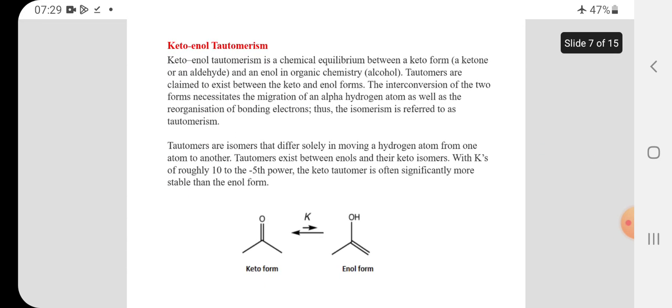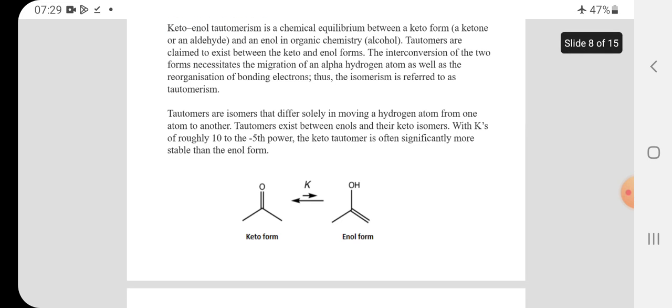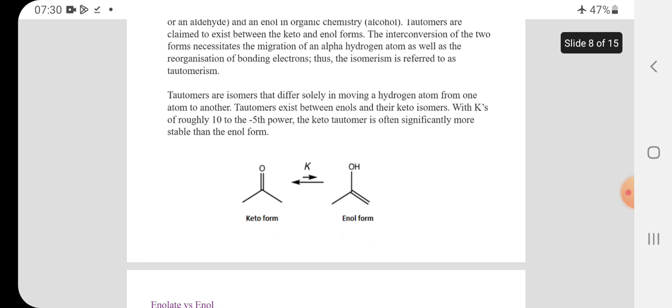The next topic, keto-enol tautomerism. Keto-enol tautomerism is a stabilized structure of the ketone. It is a chemical equilibrium between the keto form and the enol form. The tautomers are said to exist between keto and enol forms. Interconversion of the two forms necessitates the migration of an alpha hydrogen atom as well as reorganization of bonding electrons, thus the isomerism is referred to as tautomerism.